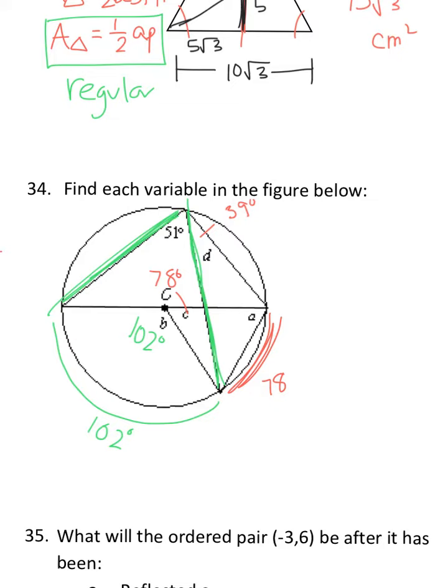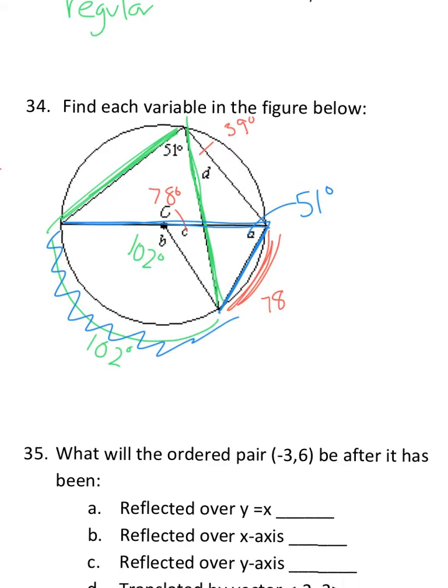But I didn't really need that. Let me see. And we still gotta find A. So A is this inscribed angle. So A matches up to this arc of 102. So A is half of it, so A has to be 51 degrees. So now that's all of them.